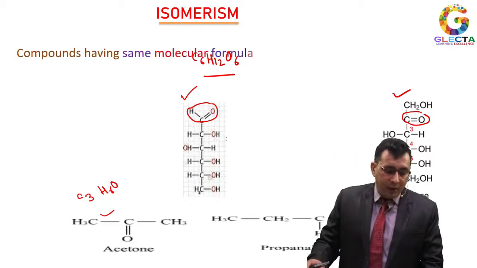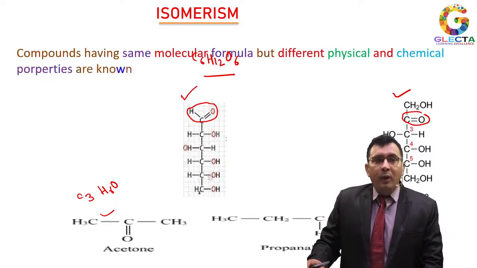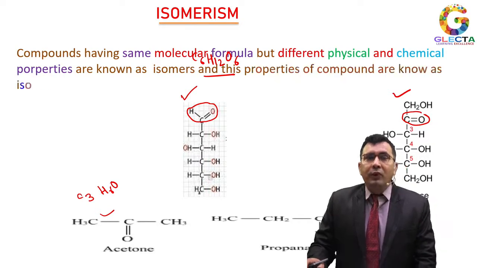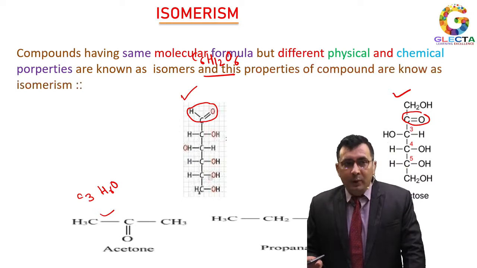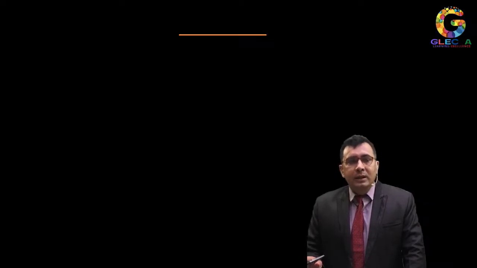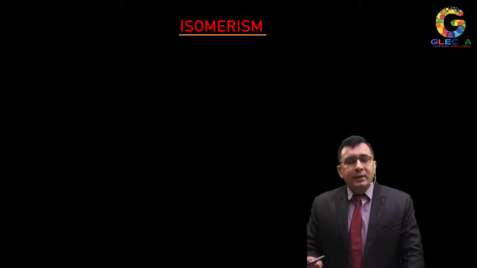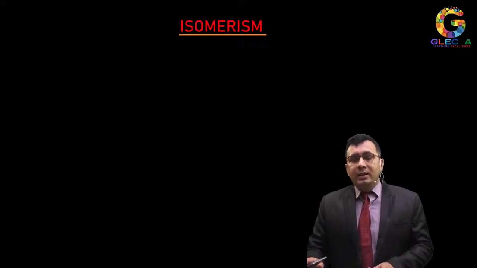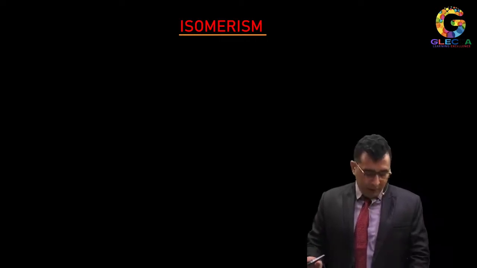Now let us proceed. What is the definition? Compounds having the same molecular formula but different physical and chemical properties are known as isomers, and this property of the compounds is known as isomerism. Let us move on to one more example. You can see isomerism is divided mainly into 2 parts.